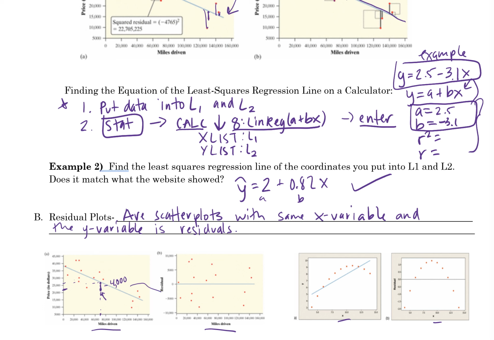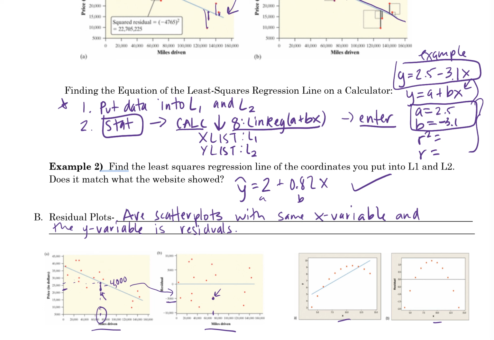So if I move on over to the residual plot, I'm going to look for about 70,000. And if I notice, I have negative 5,000. Here is my residual. So this is literally plotting, hey, for this particular truck, this is its residual. So that's what a residual plot is.